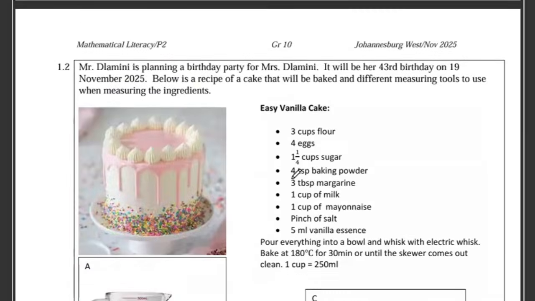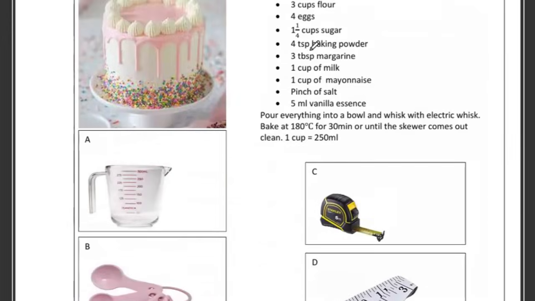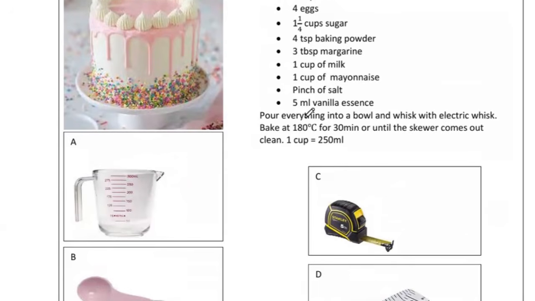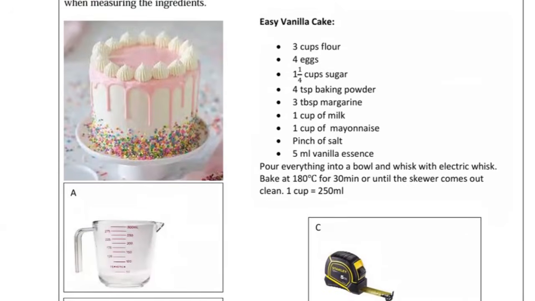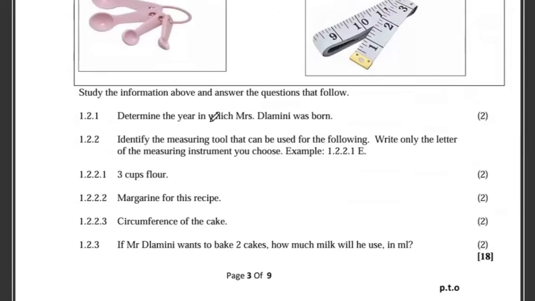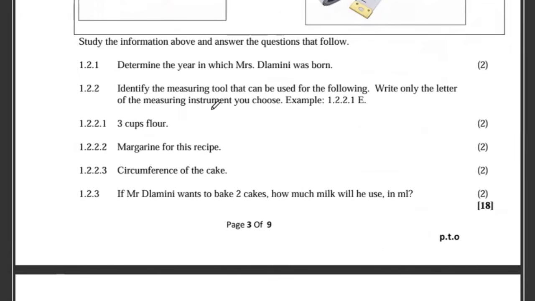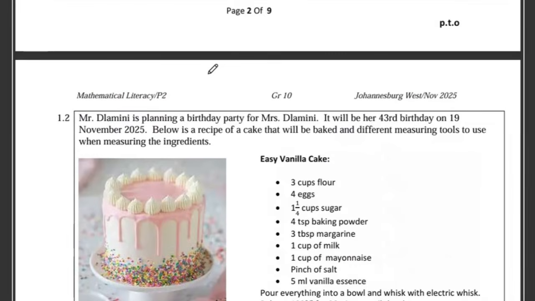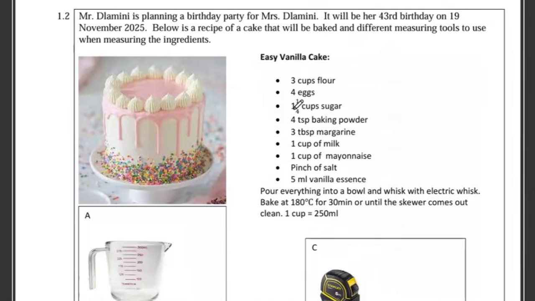Okay, we go to question number 1.2. In 1.2, we have an annexure there. And the question is, determine the year in which Mrs. Lamini was born. But before we do that, let's look at this and say, Mr. Lamini is planning a birthday party for Mrs. Lamini. It will be her 43rd birthday on the 19th November 2025.